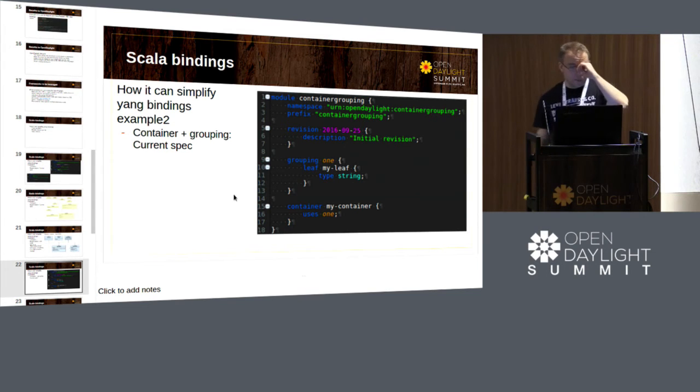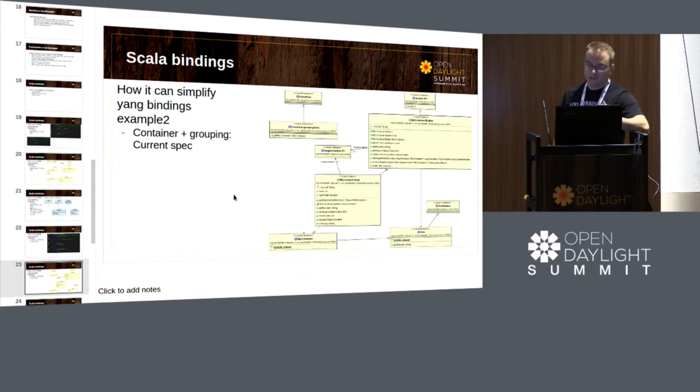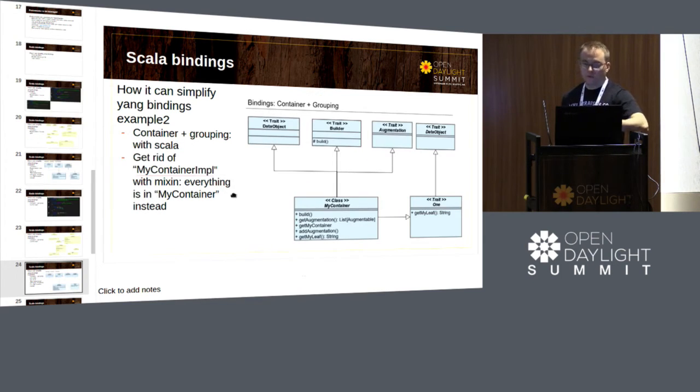And I have another example. We have a grouping in a my container again. My container uses grouping 1, which contains a leaf, my leaf, of type string. When we compile that, it generates a bunch of classes and interfaces again, with all the implements and extends and everything. And the Scala equivalent with traits would look something like this. Again, we get rid of the my container implementation, and everything is in my container instead.